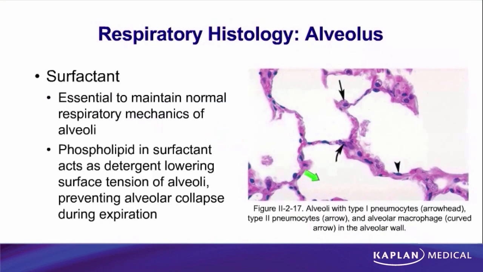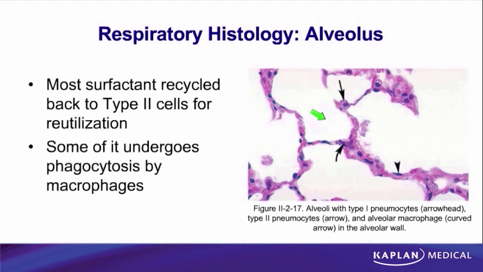So here's a histological section through a group of alveoli. So here's the airspace. There are our type 1 pneumocytes. These larger ones are type 2 pneumocytes. There and there. Remember, those are the ones that are going to be secreting surfactant.